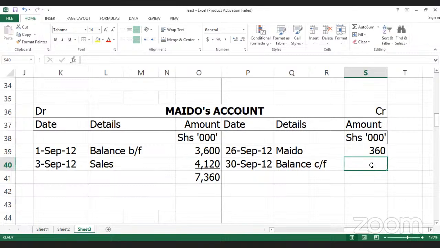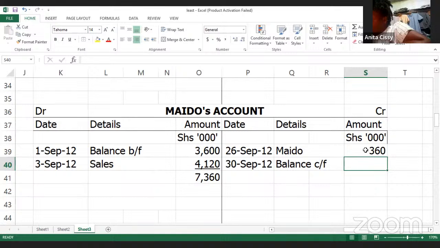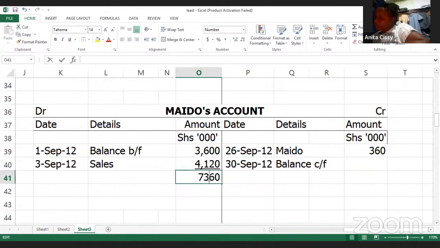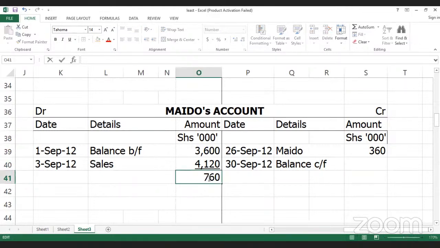Members, how much is the balancing figure? The total is 7,720. Yes, you're right. And now the balancing figure is 7,360. Yeah, that's it. Perfect.